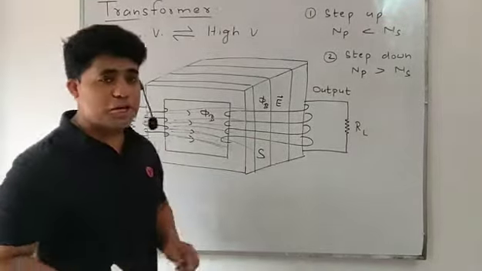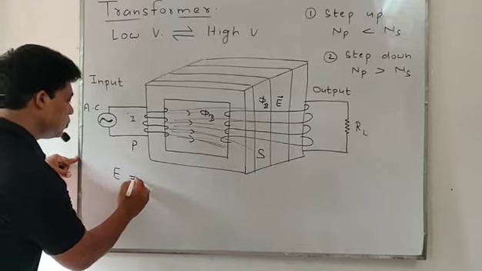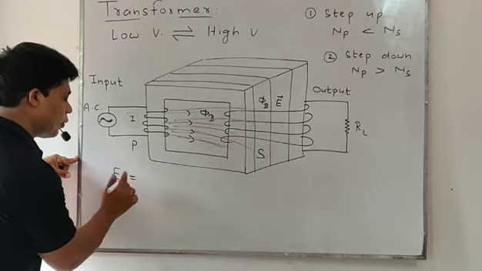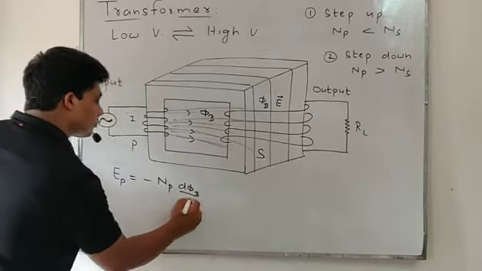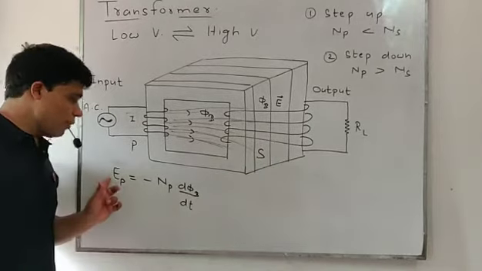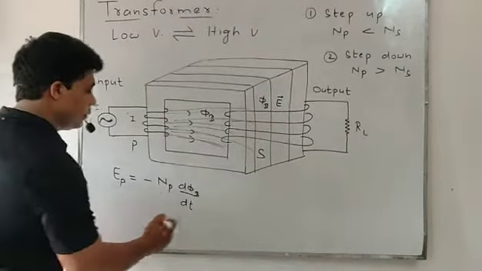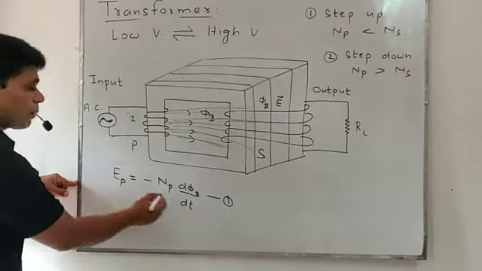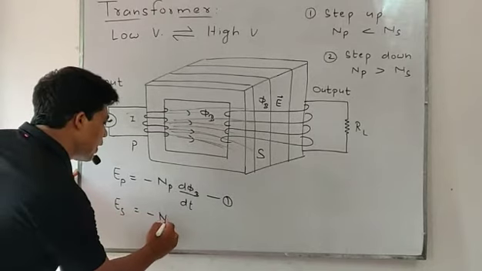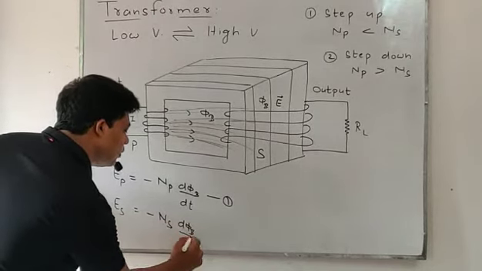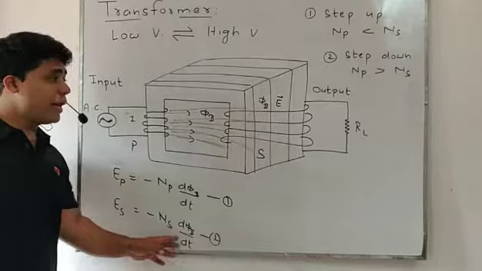So for mutual induction, I'm going to apply Faraday's second law. What is Faraday's second law for the primary coil? EP, the EMF of the primary coil, equals minus NP d phi by dt. This is Faraday's second law, where EP is the EMF of the primary coil and NP is the number of turns of the primary coil. Equation first. This is for the primary. And what will be the EMF for the secondary coil? ES equals minus NS d phi by dt, where ES is the EMF of the secondary coil and NS is the number of turns of the secondary coil.